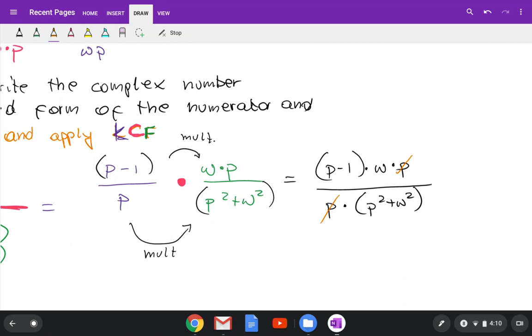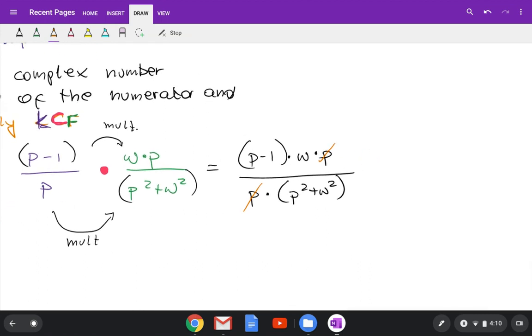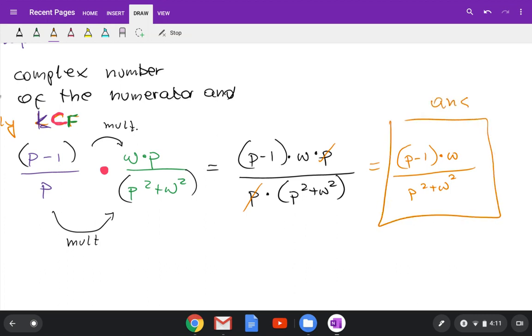Everything in the parentheses, p minus 1, you keep and treat as one expression. So you will rewrite the final answer as p minus 1 times w over p squared plus w squared. And that's your final answer. There's nothing else we can do. We technically could distribute that w in the numerator, but I recommend keeping it as a product of factors.